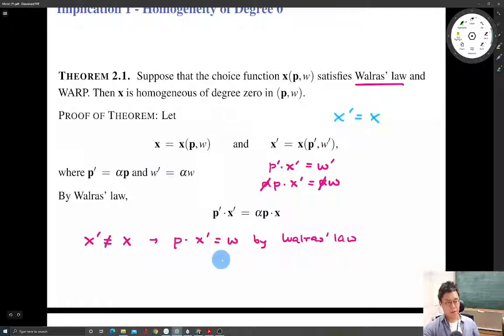And that means the new bundle X prime is affordable under the previous budget set, P and W. And X is also affordable, but we saw that the consumer chose the bundle X instead of X prime. So by the weak axiom, we can say P prime dot X should be larger than W prime.